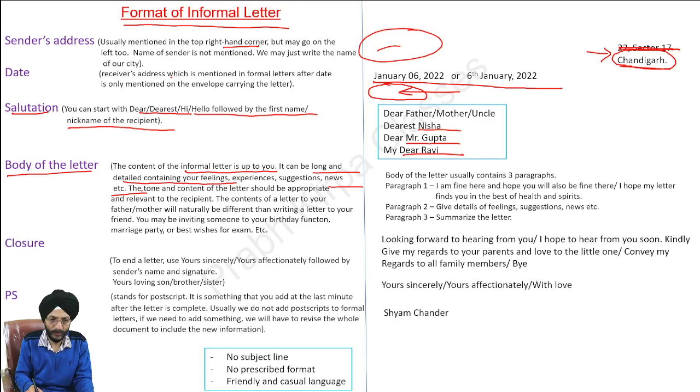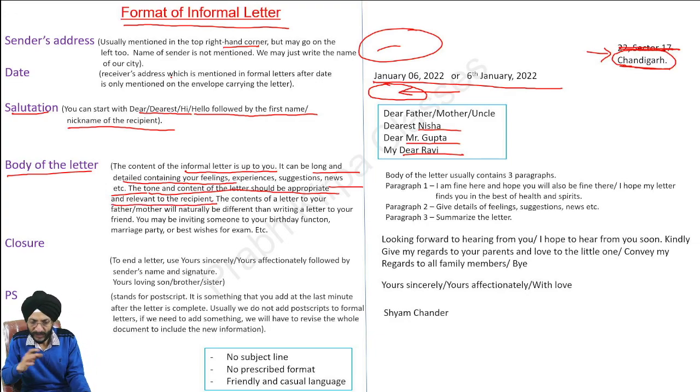You may write a letter to your friend or your relative. The tone and content of the letter should be appropriate and relevant to the recipient. Though we have stated that our tone should be always informal, that is casual, again, that should be appropriate and relevant to the recipient. If you are writing a letter to your father, mother, or uncle, it will have a different tone. If you are writing to your friend, the tone will be somewhat more casual.